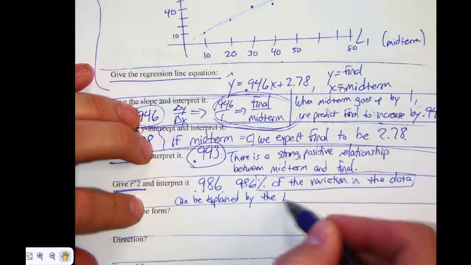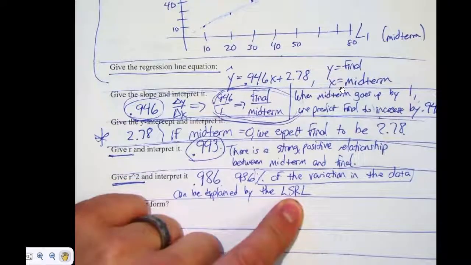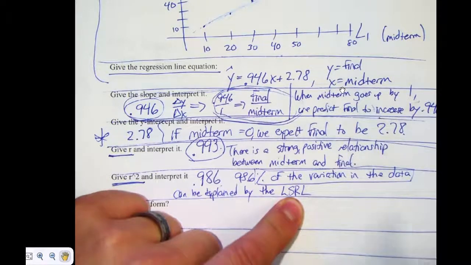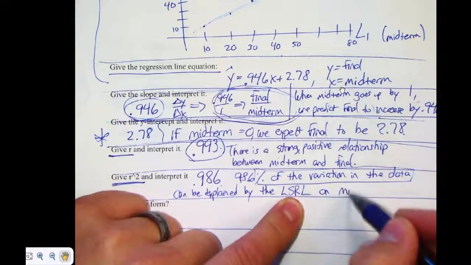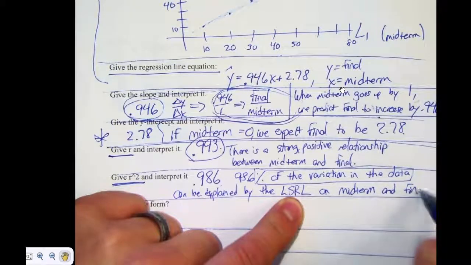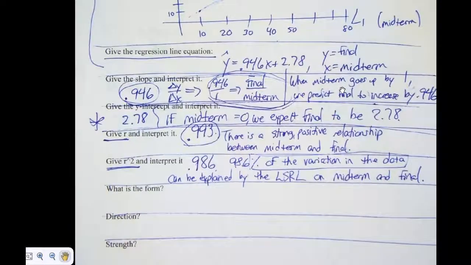And you can do this too. You can write LSRL. That's least squares regression line. So it's a little shorter. Same thing, LSRL. What am I missing though? Context. So on midterm and final. No, it wouldn't matter actually. As long as you're putting the context there, the order is either way.